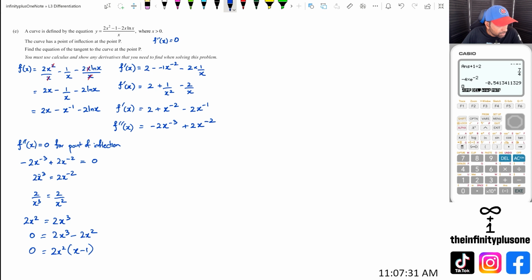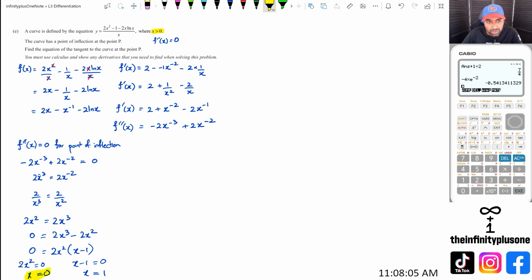X equals 0, we can ignore, because you can see in the original part of the question it says where x is greater than 0. So because of that, out of 2x squared equals 0 and x minus 1 equals 0, we're only going to go with x equals 1, because x equals 0 is not actually possible. As you can see, I've highlighted at the top of the question that x has to be greater than 0. Okay, so we've got x equals 1.